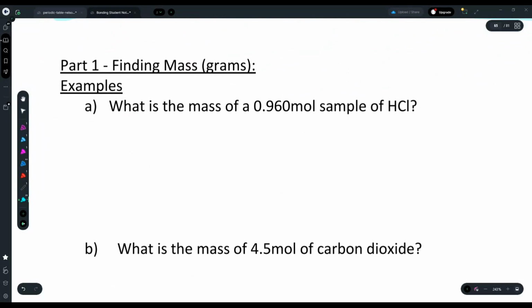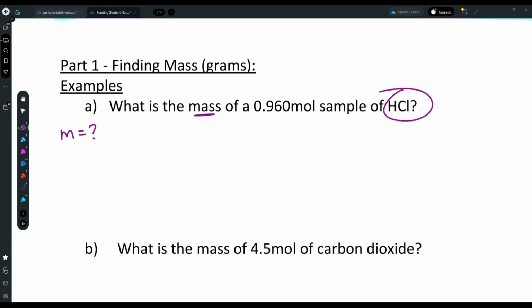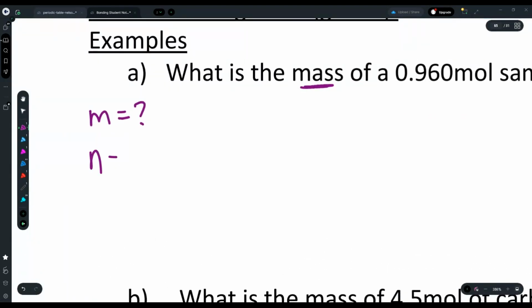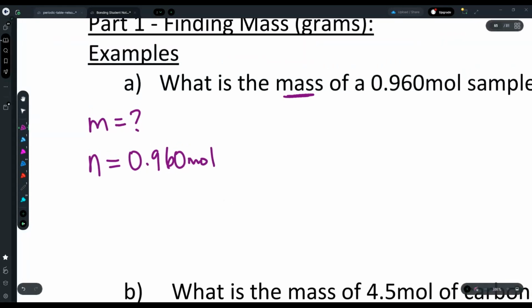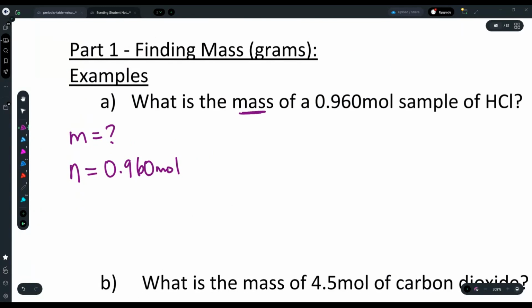Okay, so for this first example here, we're asked to find the mass, so mass is equal to question mark, of a 0.960 mole sample of HCl or hydrochloric acid, which we haven't gotten into naming acids just yet, but that's what you'd call that, hydrochloric acid or hydrogen chloride. Okay, so moles, the symbol for moles is n. So we had 0.960 moles. Okay, and in order to figure out the mass, we're going to need molar mass.